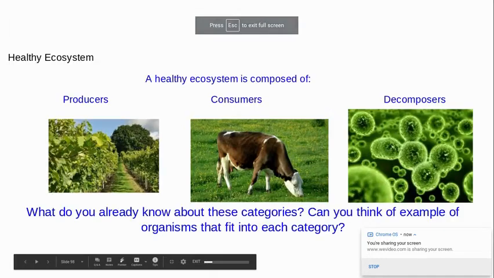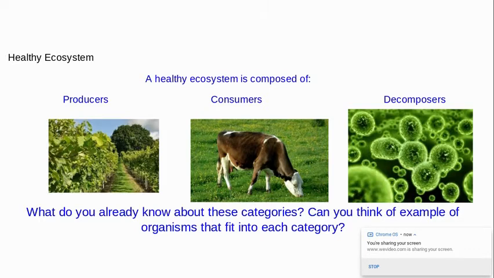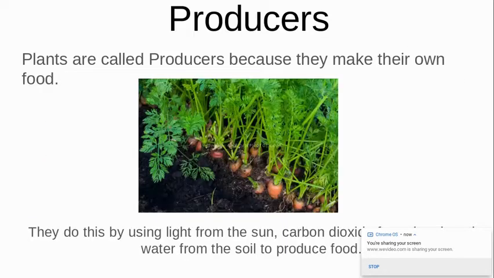So energy and food webs. This is probably all terminology that you are comfortable with or familiar with. So when we have a healthy ecosystem, we have producers, consumers, and decomposers. What do you already know about these categories? So in your mind, when I say the word producer and looking at this picture, what do you think they are? When I say consumer, what do you think a consumer would be? And a decomposer, why are decomposers important?